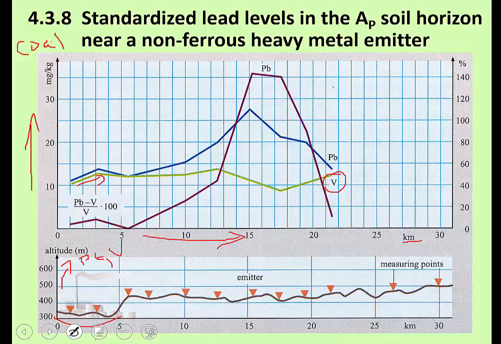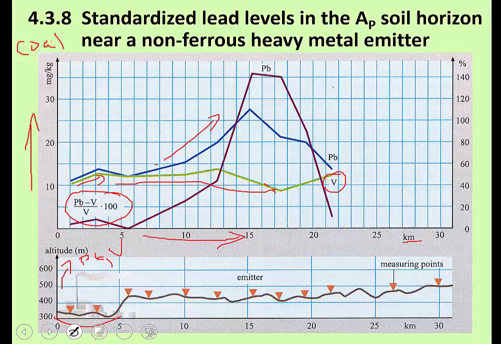And so you can look at that and you can see that the vanadium stays more or less steady up to a certain point in here. And then the lead, we're seeing a spike. So what they've done is taken the ratio of that. So the amount of lead that you have minus the amount of vanadium, and then take the ratio of that to the amount of vanadium times 100 gives you your internal standard.